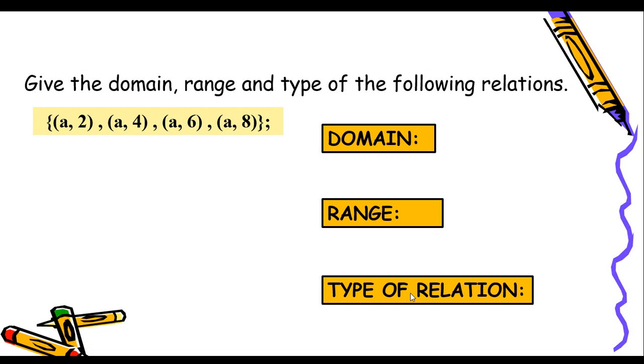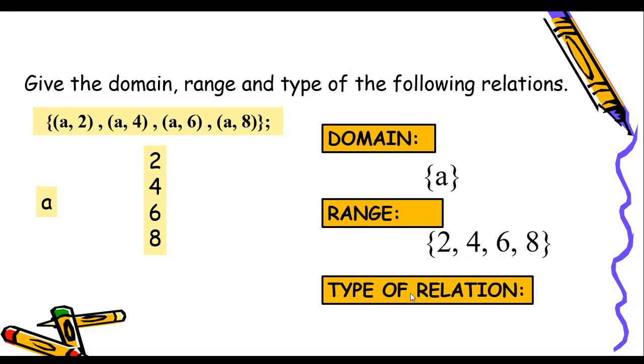So first, let's determine the domain. Here we have the domain A, and it appears 4 times. If this is the case, you're just going to write it once. Let's proceed to the range. The range is 2, 4, 6, and 8. And to determine the type of relation, we can see that A is paired with 2, 4, 6, and 8. So with that, we can say the type of relation here is a one-to-many relation.